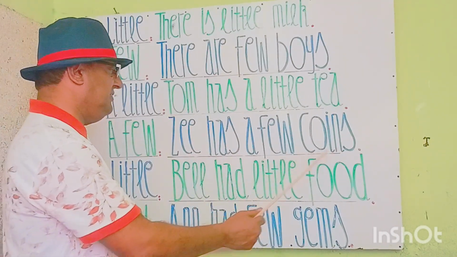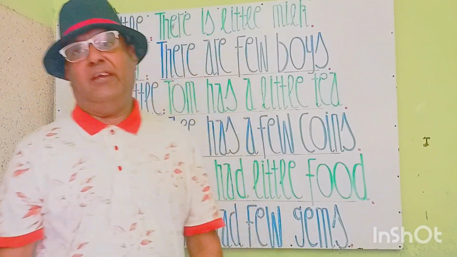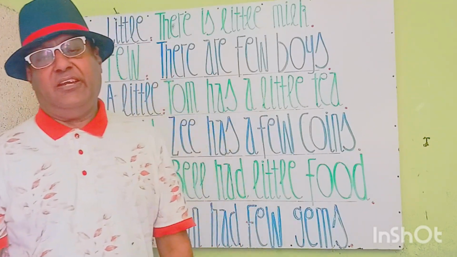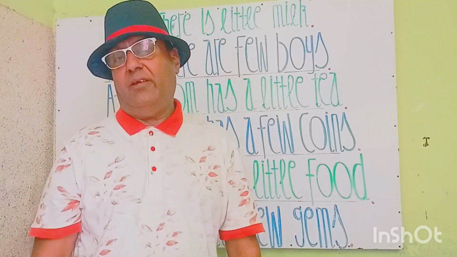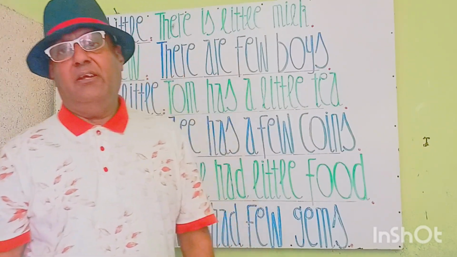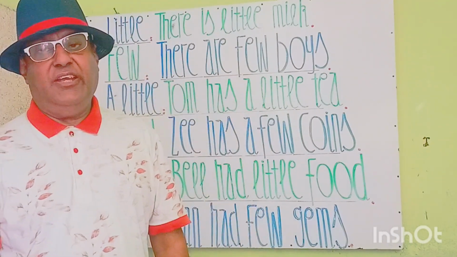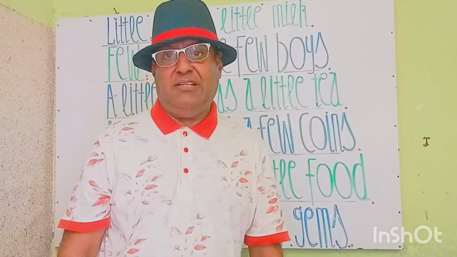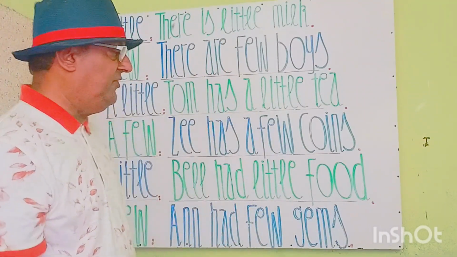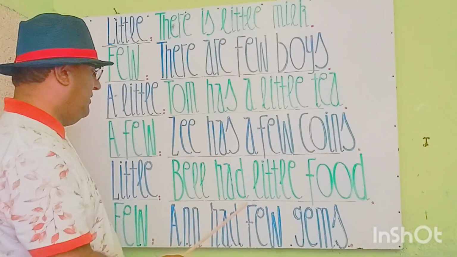Z has a few coins. Z के पास चंद सिक्के हैं. Not in big quantity, but he has a few coins. Z के पास कुछ सिक्के हैं. Let's proceed to the next statement. आइए अगले जुमले की तरफ बढ़ते हैं.